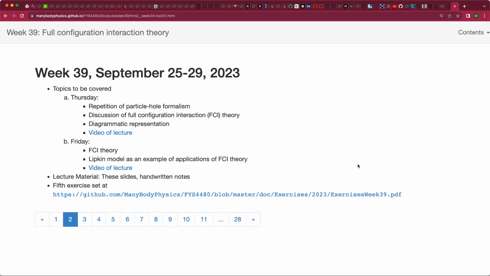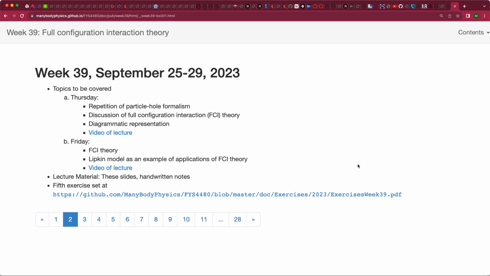And then we are also going to look at the diagrammatic representation in the particle-hole formalism, because that is widely used when you do many-body physics. Thereafter, we will continue on Friday a little bit more with FCI theory.